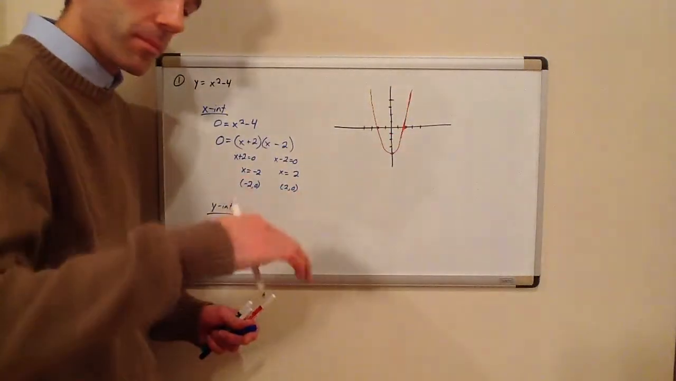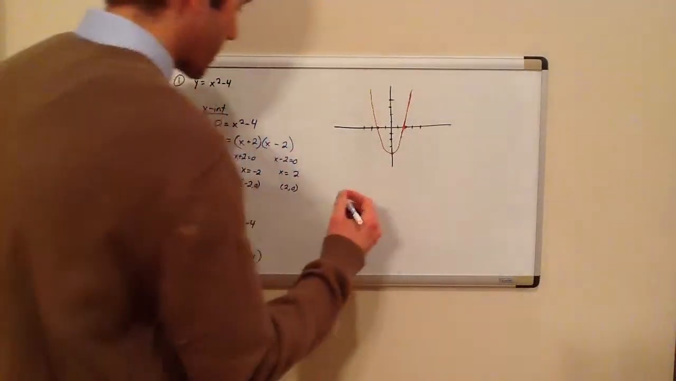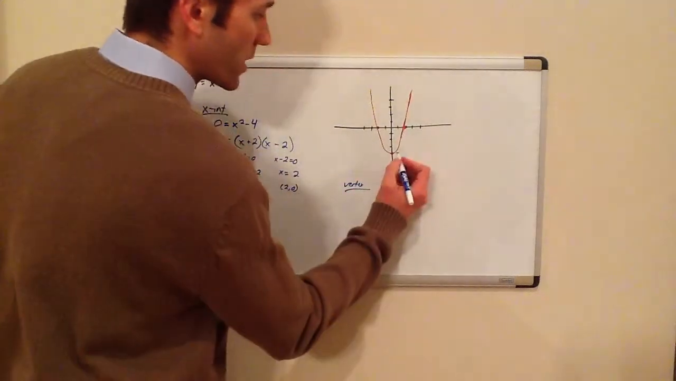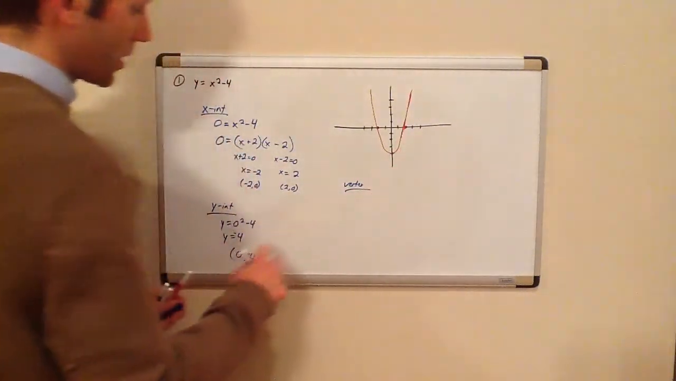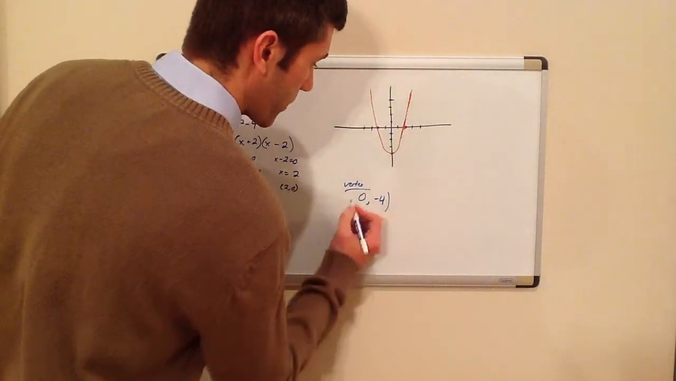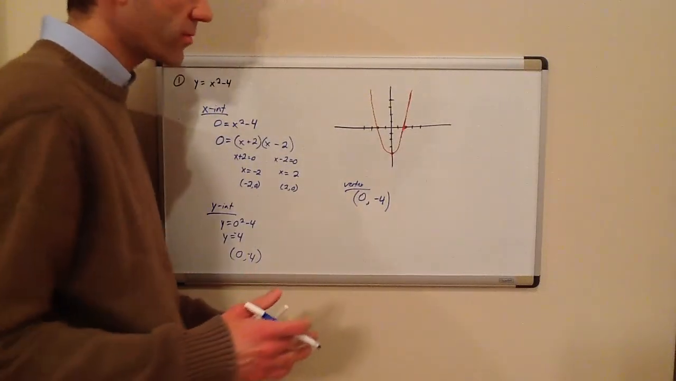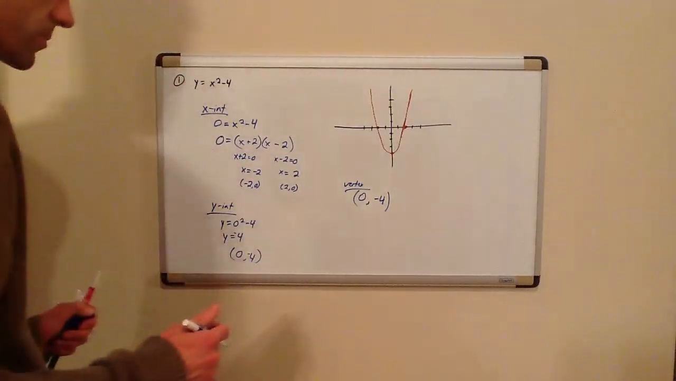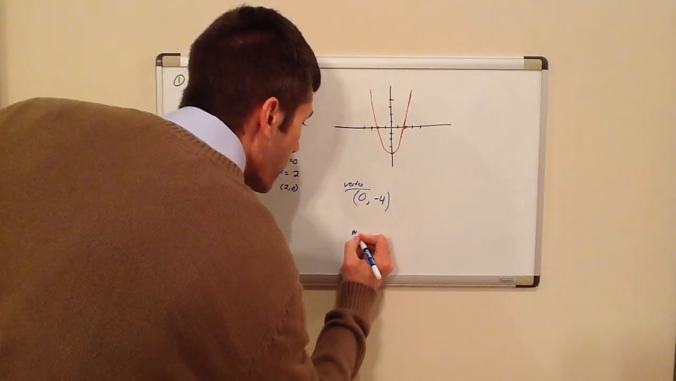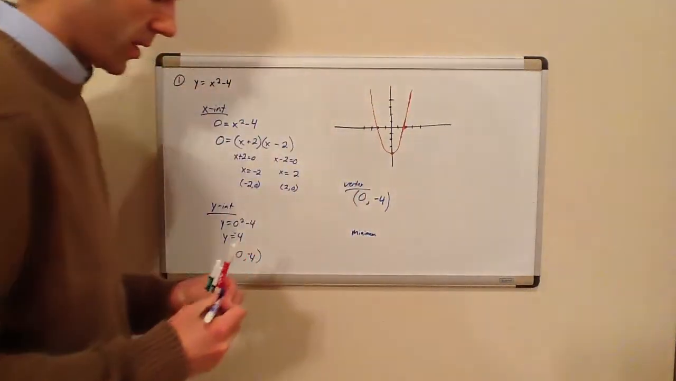The vertex is the minimum point or the maximum point, depending on which way your parabola is facing. So where it asks for the vertex is going to be that coordinate right there, which coincidentally is also the Y-intercept. So the vertex is at 0, -4. And now the last question says, is it a maximum or a minimum? And I think this is fairly obvious. The vertex is a minimum because it bottoms out right there.